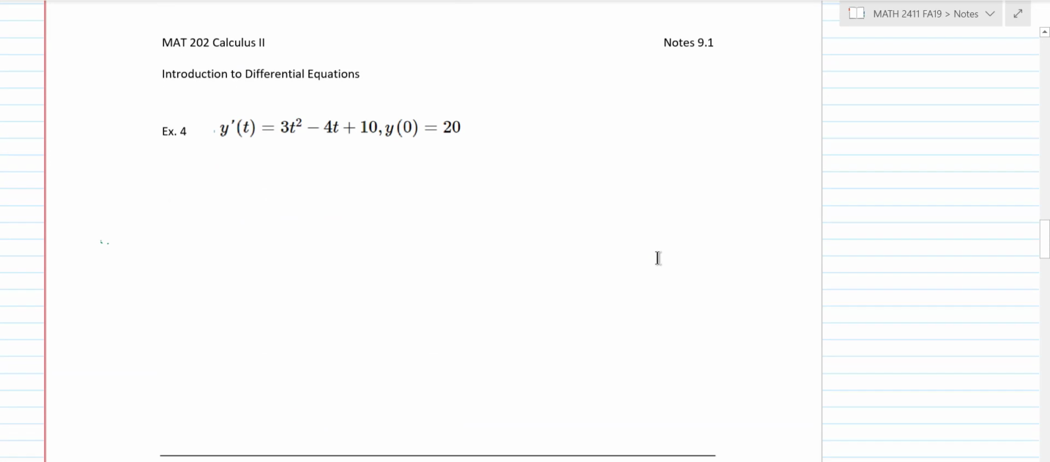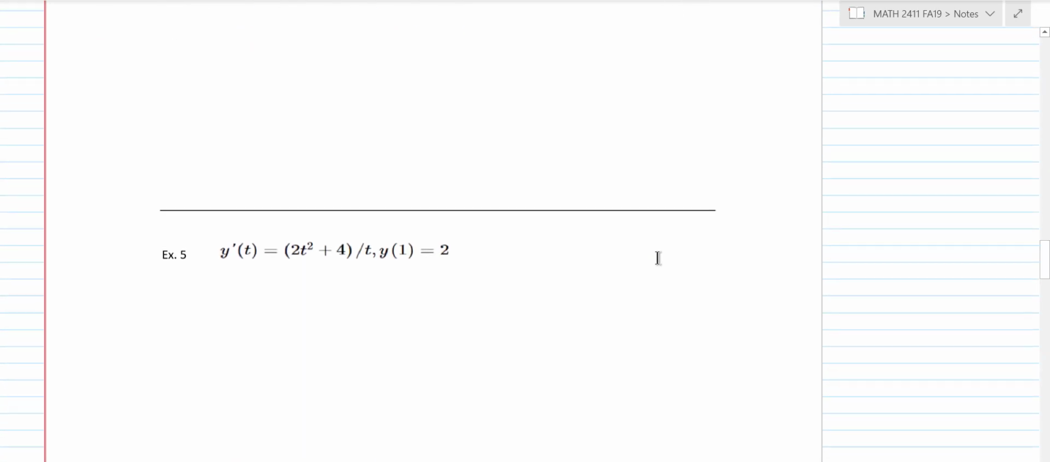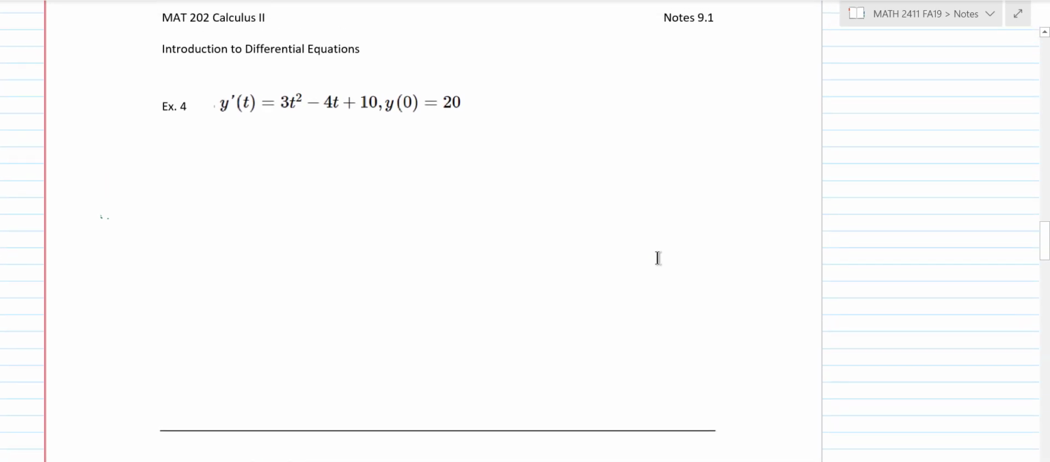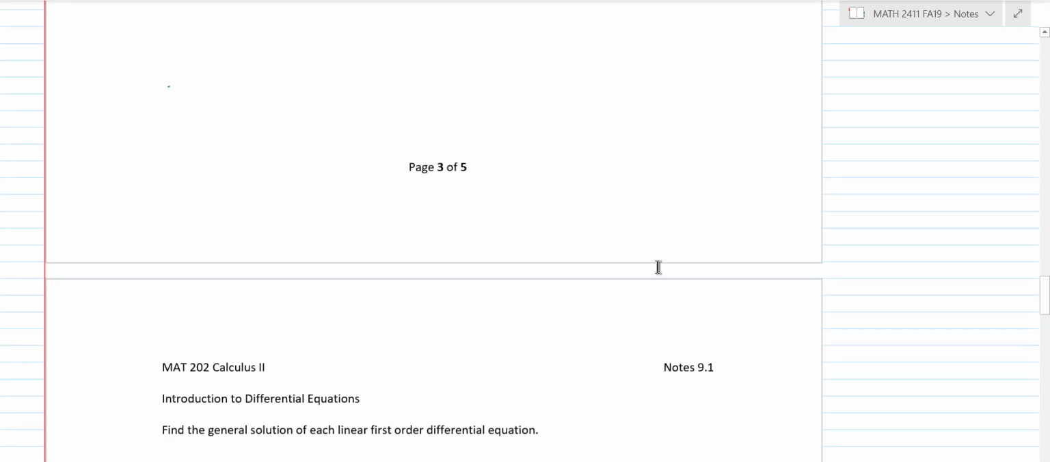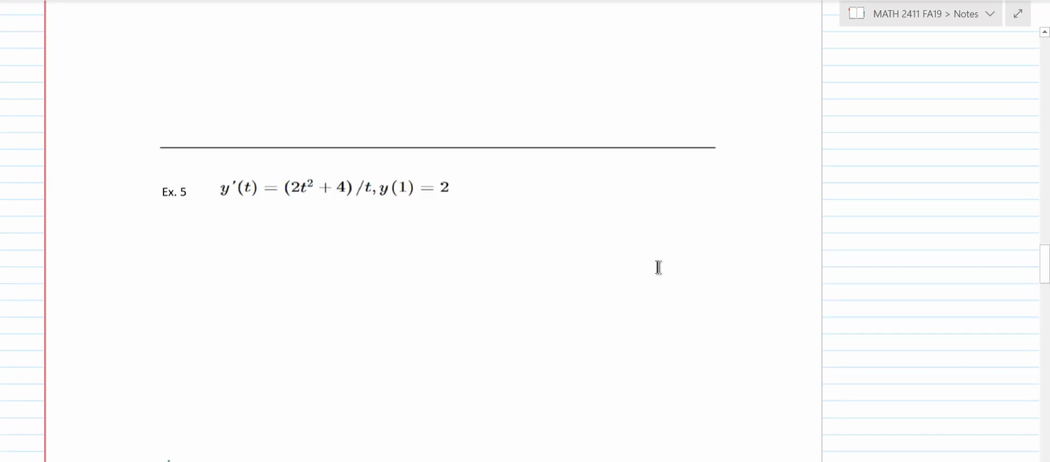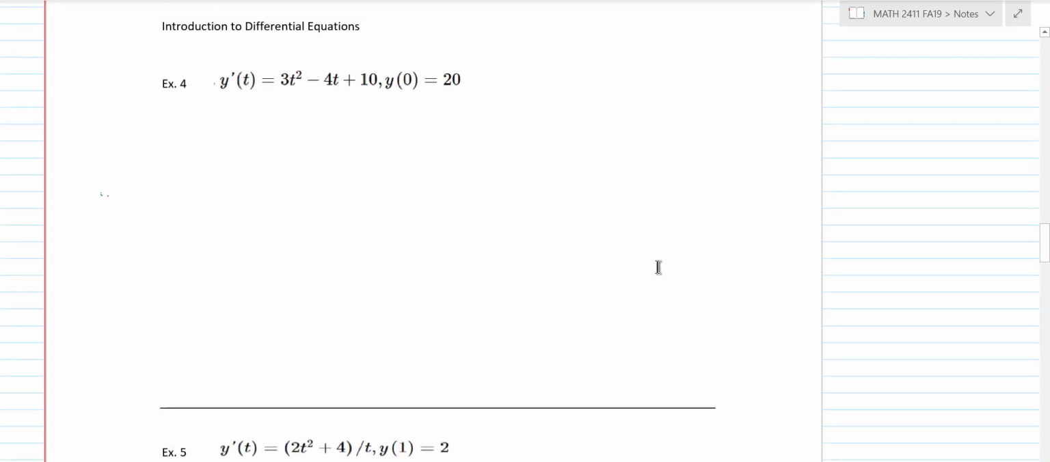Okay, so on the next page, I'm going to do a couple more of these things where you check and verify. Then we'll get into learning how to solve a few situations. Okay, so on this one, here is your differential equation. That again is a first order differential equation. And then this part right here is your initial condition.